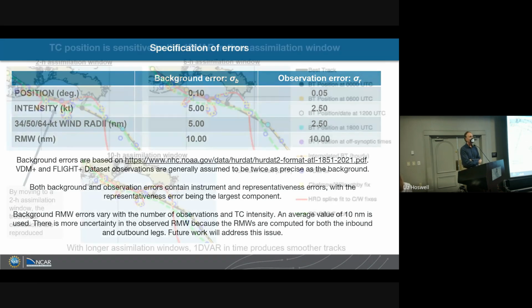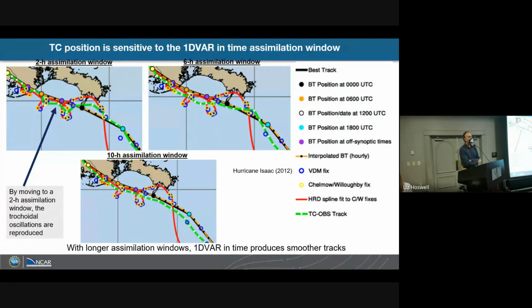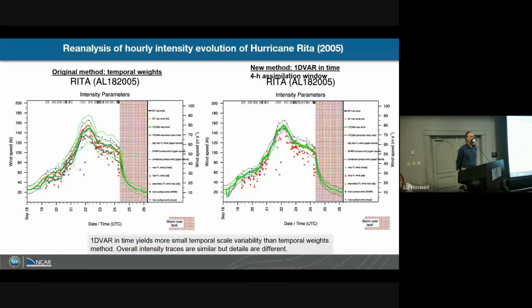Next. Okay, how does it look? This is how it looks for TC position. This is Hurricane Isaac in 2012. What's interesting is that if you shorten this window, you can capture these small scale fluctuations like trochoidal wobbles. But if you lengthen the window to like 10 hours, you get something that looks very much like the best track.